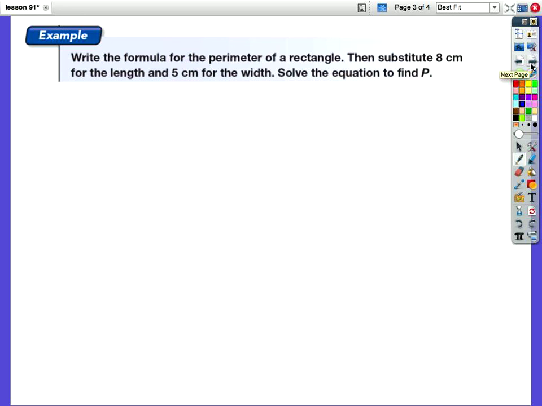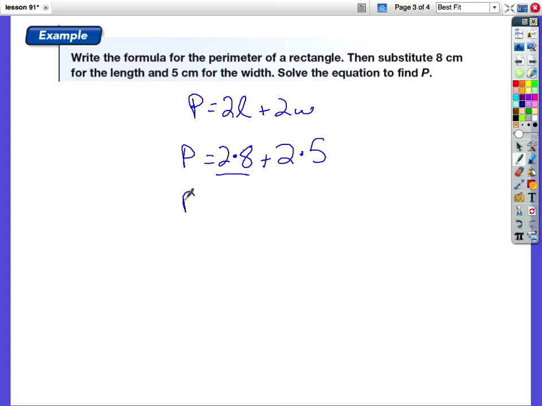So our example says write the formula for perimeter of a rectangle, then substitute 8 centimeters for the length, 5 centimeters for the width, and then solve the equation to find P. So the formula for perimeter of a rectangle is P equals 2 times the length plus 2 times the width. Okay? So I'm looking for P, so I don't know the perimeter, 2 times the length, which is 8, plus 2 times the width, which is 5. Okay, now I can solve.